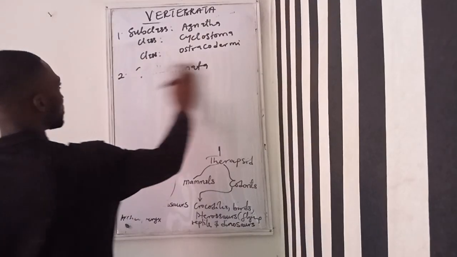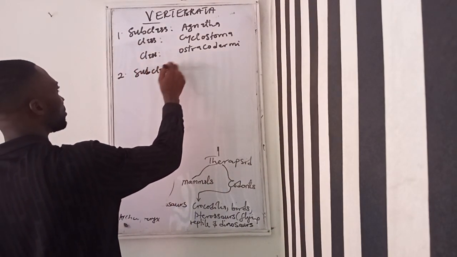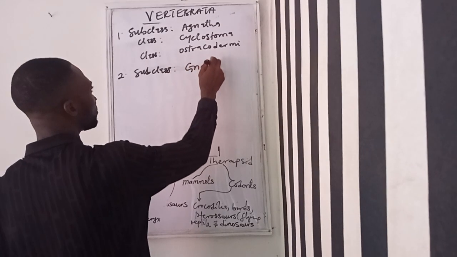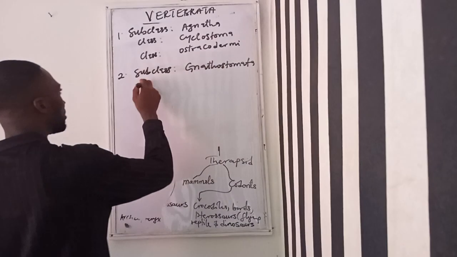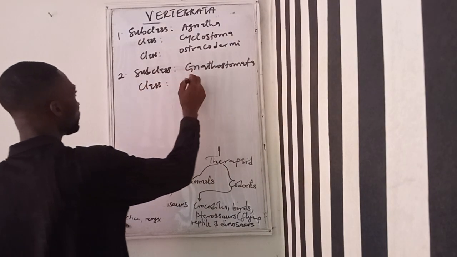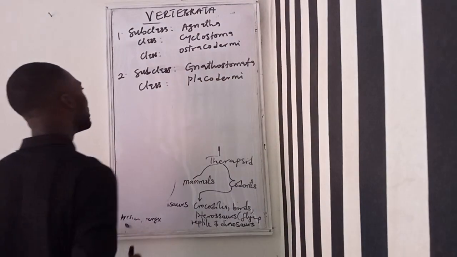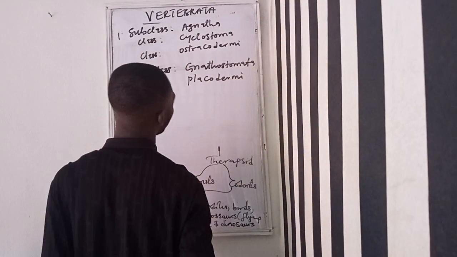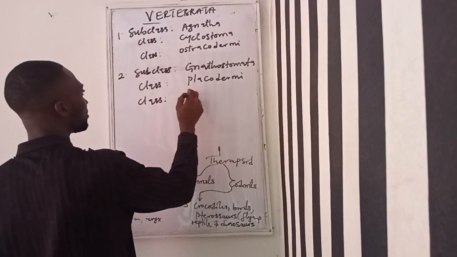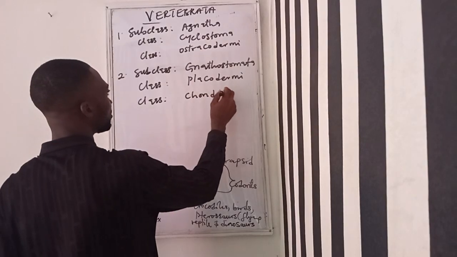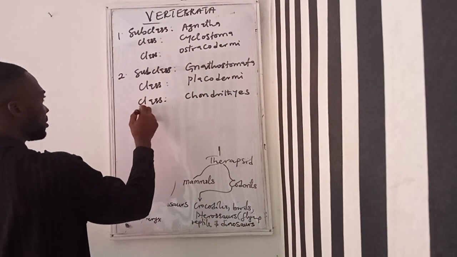Gnathostomata. Okay, this is the superclass. Superclass Gnathostomata. They'll have a class Placodermi. Then they'll have another class, Chondrichthyes.